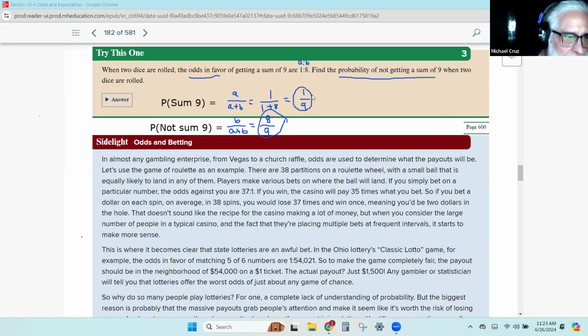So the probability of sum of 9 is 1/9. Probability of not sum of 9 is 8/9. Because they gave us the odds in favor was 1 to 8. And whether they'd given us odds in favor or odds against, we would still have the two numbers we needed. That's all you need, just those two numbers. And then you can add them up to get your denominator, and then use A in the numerator for probability of success, or B in the numerator for probability of failure, which in this case was not sum of 9.